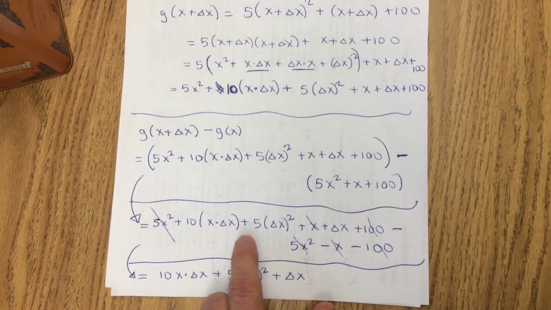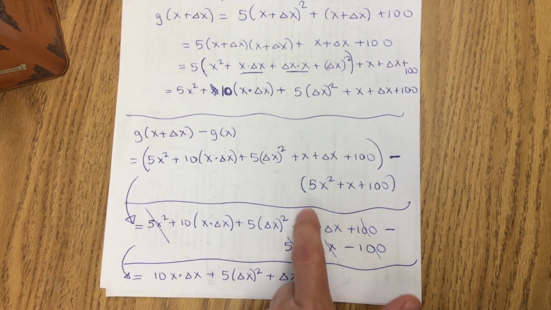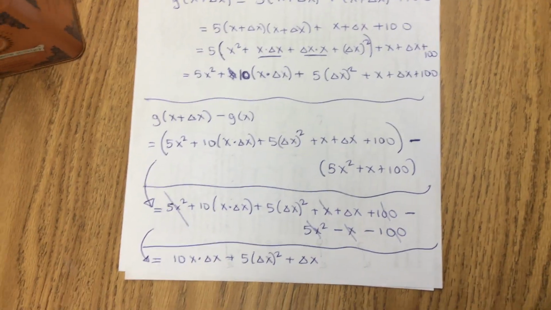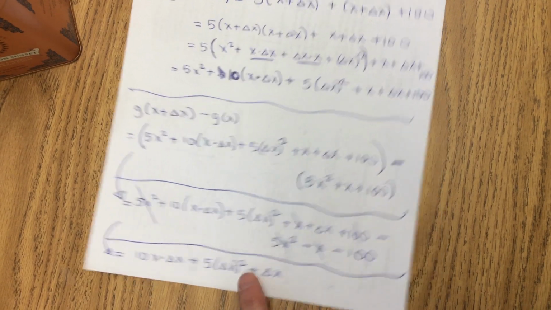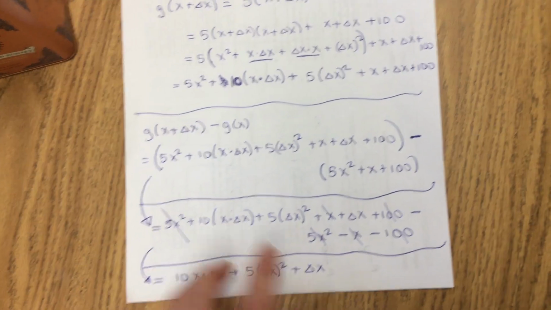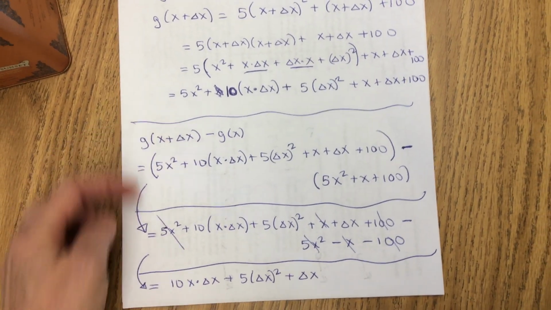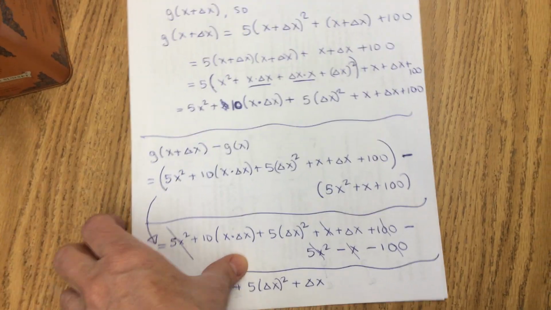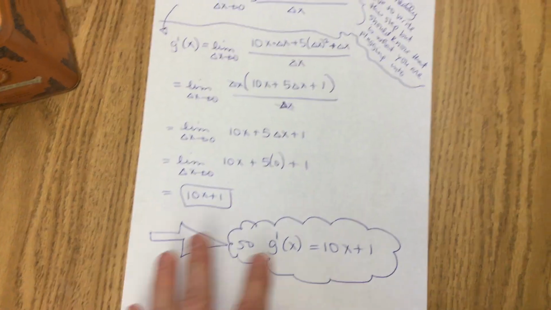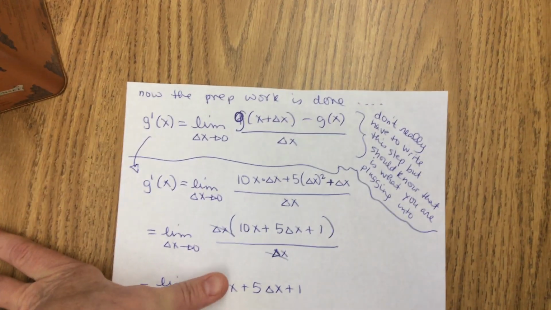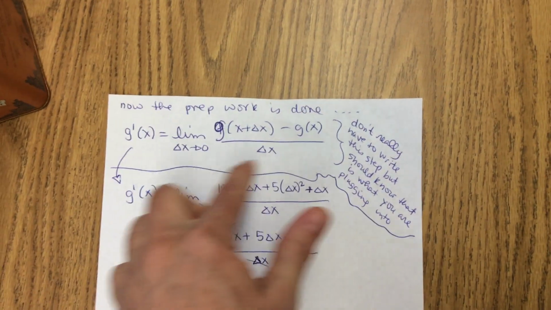So here's this without parentheses. You'll notice there's 3 common terms in this situation. And that's the final expression. So this is equal to this. That's going to be my numerator. All right, so the prep work is done, and this is what I really need.